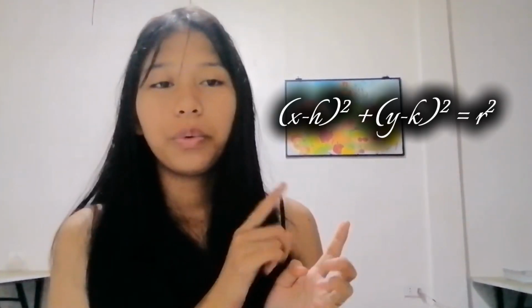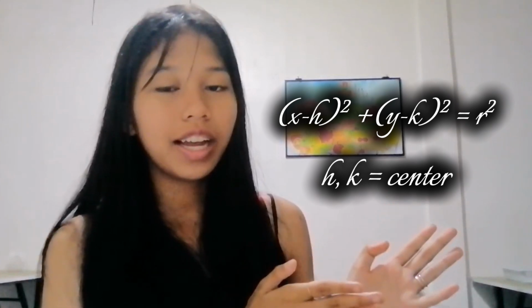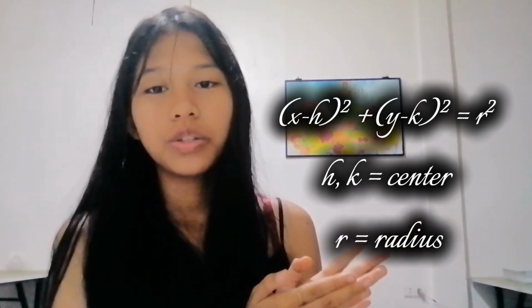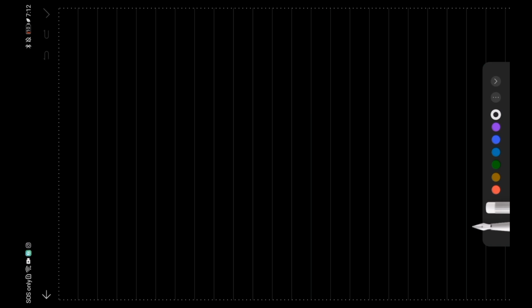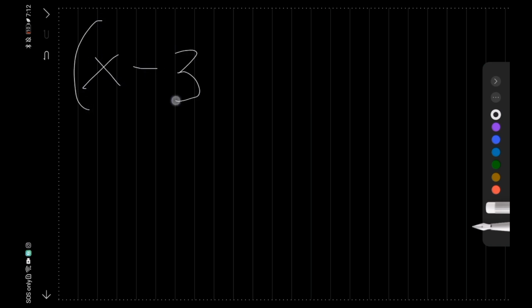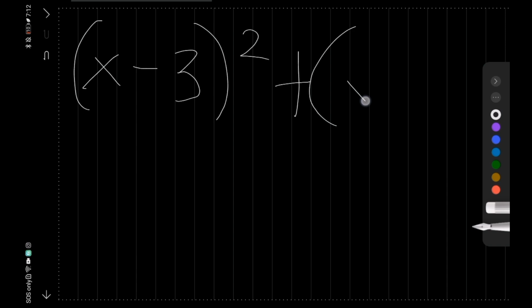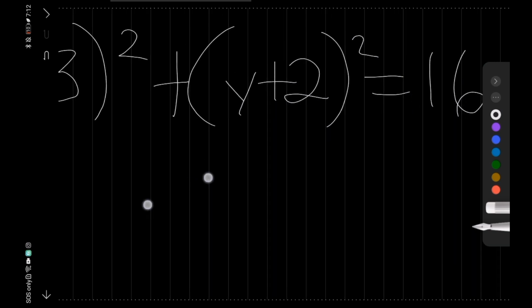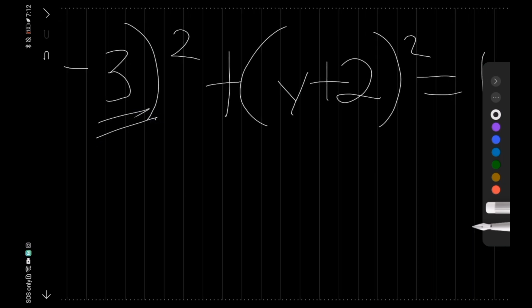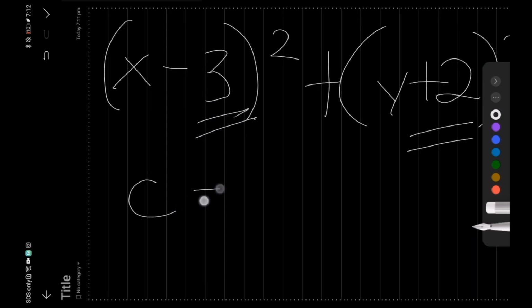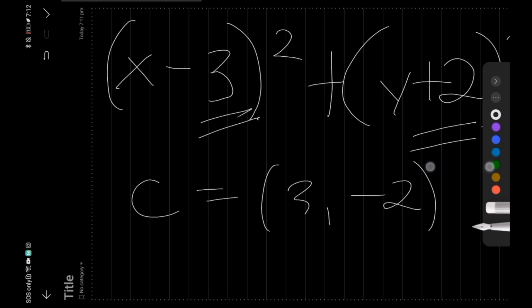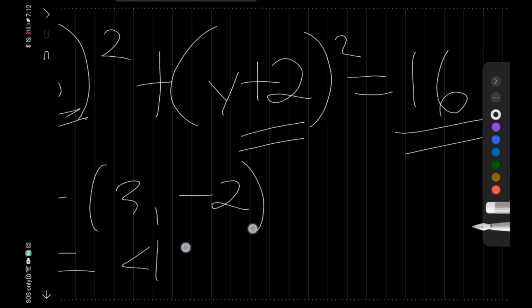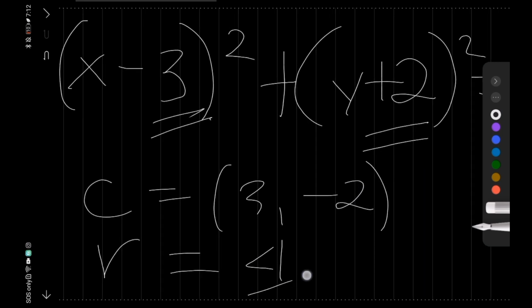So the standard equation of the circle is this, where h and k is our center and r is our radius. Let's have an example: (x minus 3) squared plus (y plus 2) squared equals 16. You can see here that our center is positive 3 and negative 2, and our radius is 4. Why 4? Because the square root of 16 is 4.